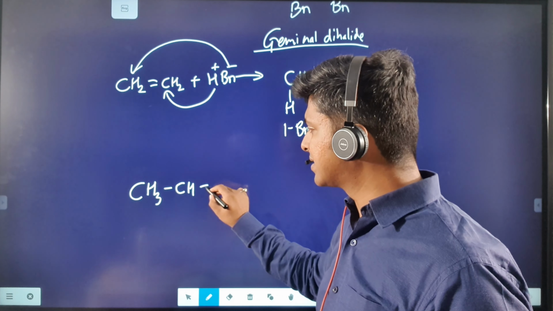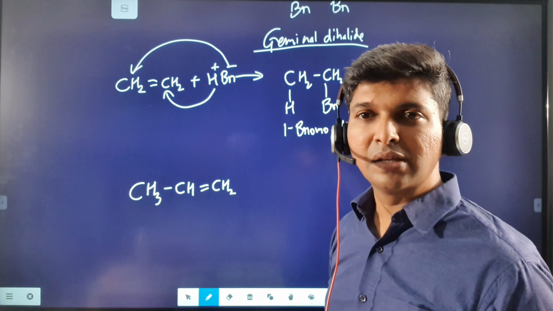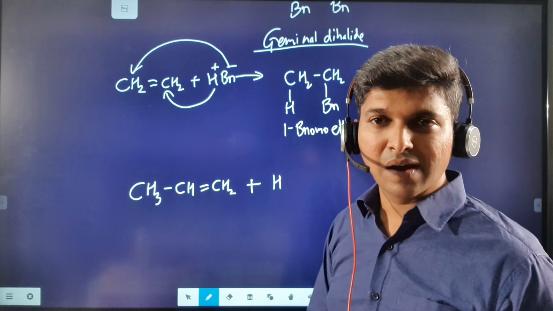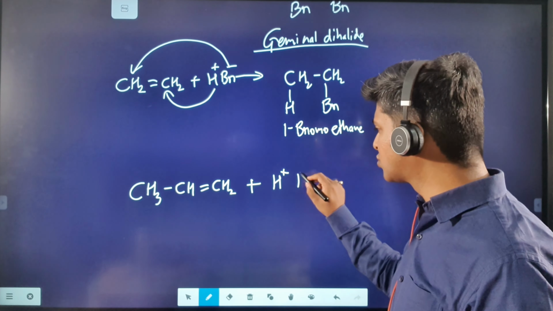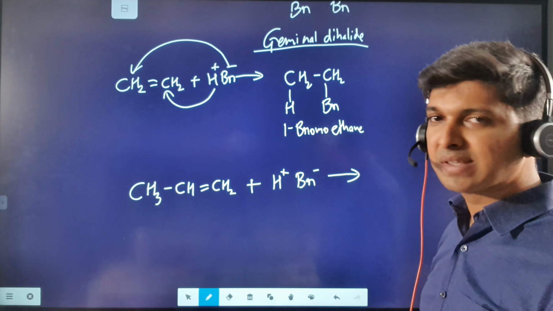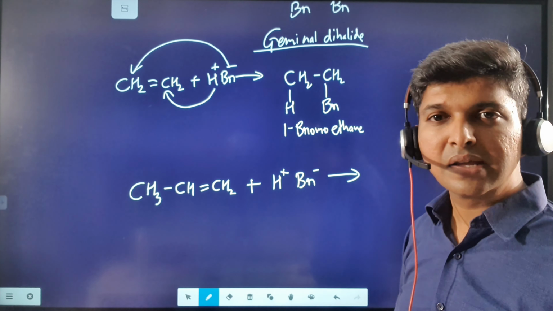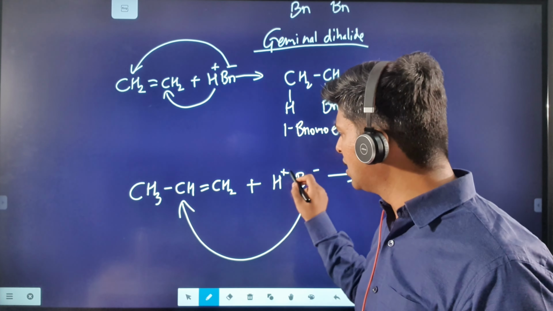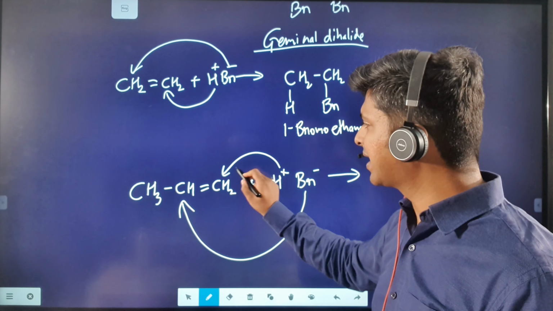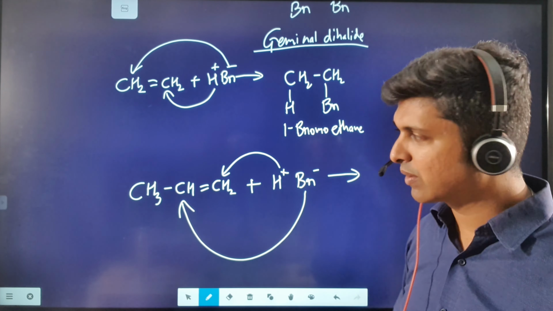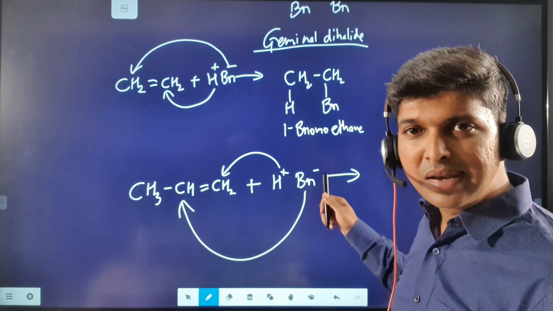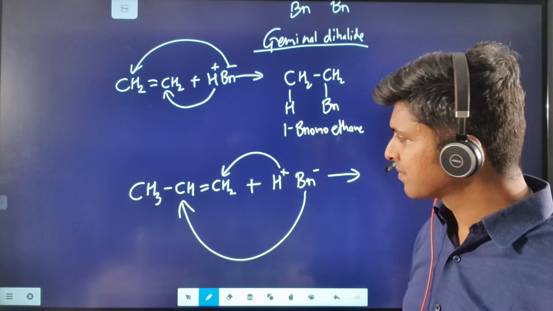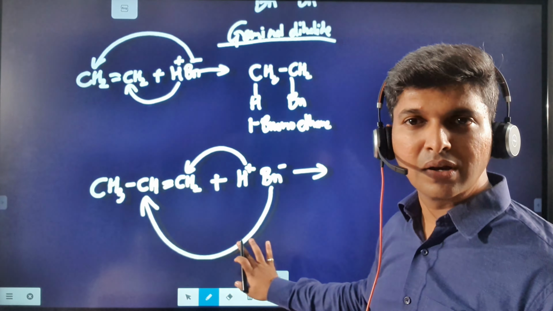What is an asymmetrical alkene? The two carbons which are having the double bond have unequal number of hydrogens, and hence it is asymmetrical. And to such a case, when I add a positive and negative, that is HX, positive part is hydrogen, negative part is the bromide. Okay, so here we have to follow a rule. What is the rule? The rule says that the negative part should get attached to the carbon having the least number of hydrogens, and the positive part should get attached to the carbon having more number of hydrogens.